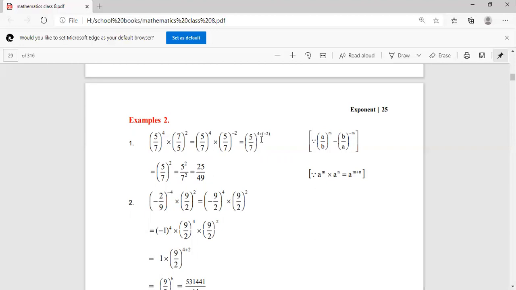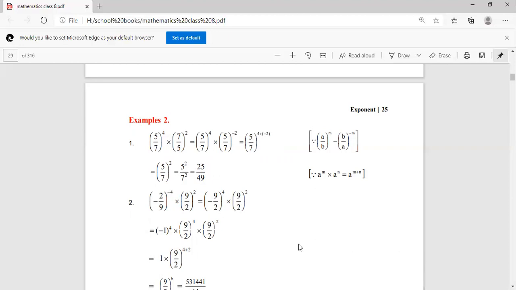So 5 by 7 whole to the power 4 plus minus 2 will be there. After solving 4 plus minus 2, we get the value plus 2. So (5/7) squared is written as 5 square upon 7 square. After substituting the values of 5 square and 7 square, you get 25 by 49. So this will be your final answer.